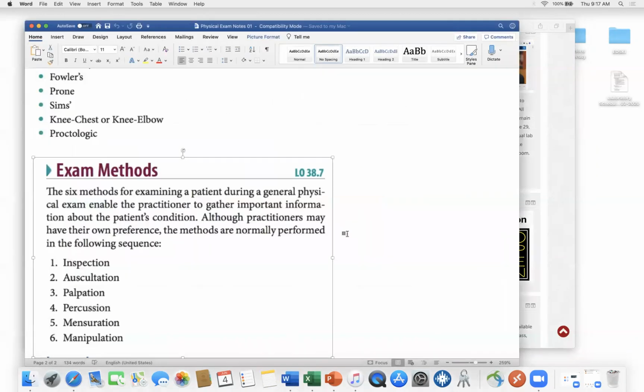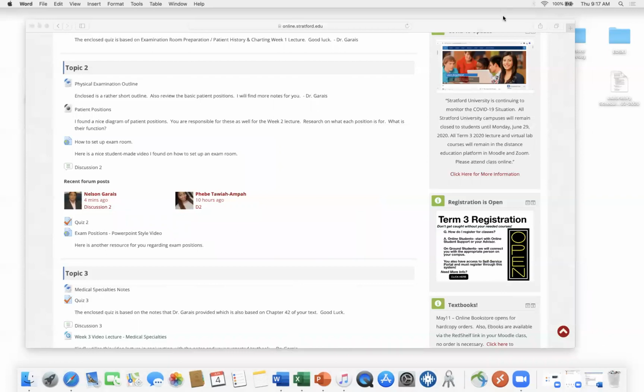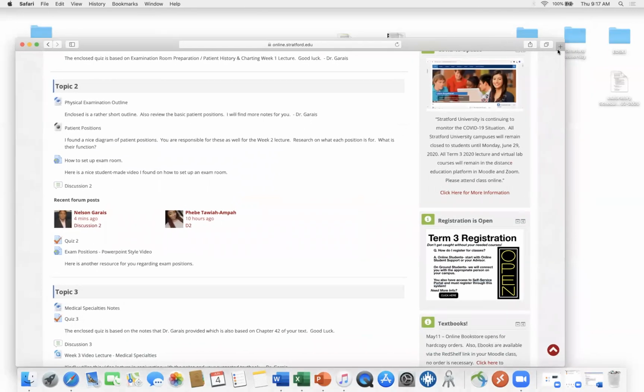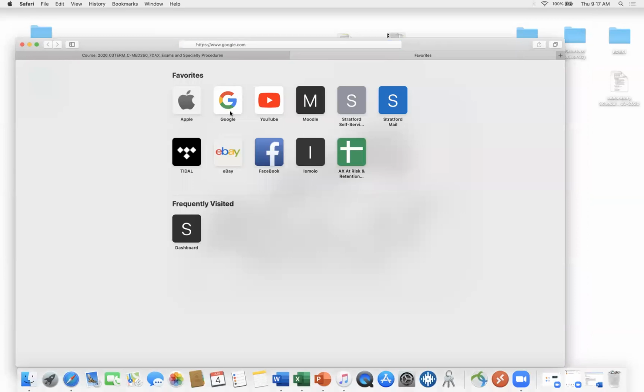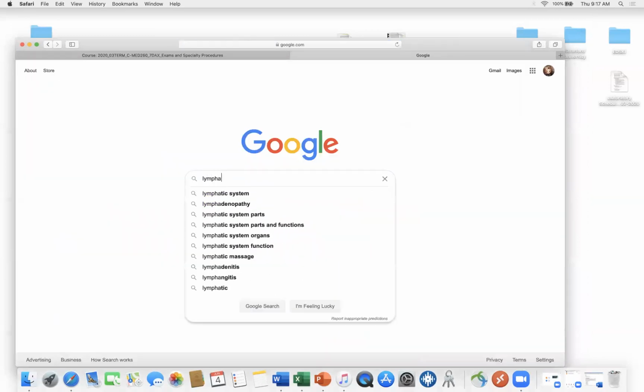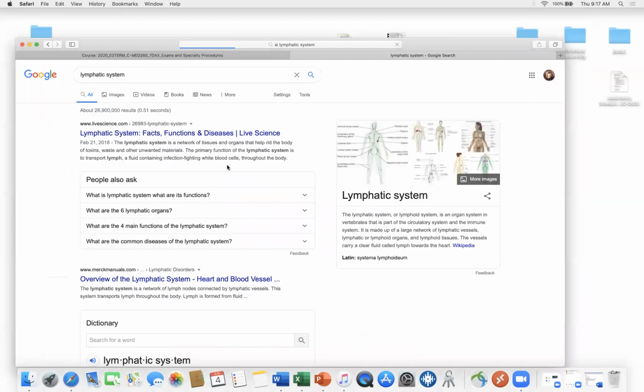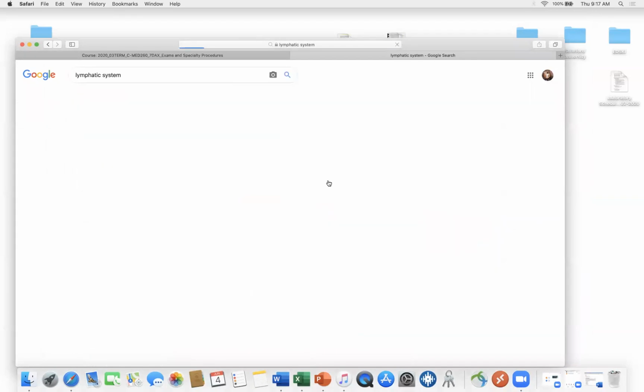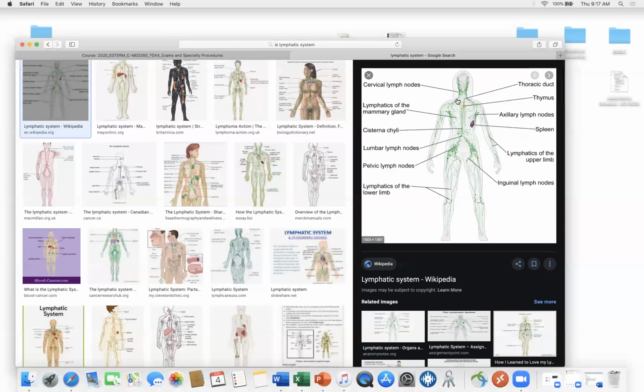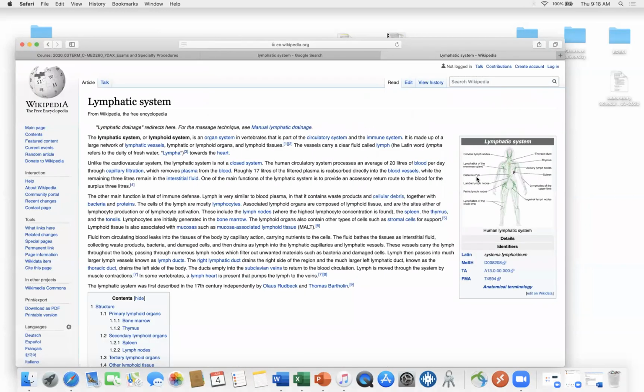Now, palpation. Of course, palpation is touching. I have to touch my patient. I have to check a range of motion. But the main reason for palpation is the lymphatic system. If you recall your anatomy and physiology, you have a lymphatic system, and in real life, of course, it's not green, but we picture it in green. Let's see if I can get a bigger picture of this.